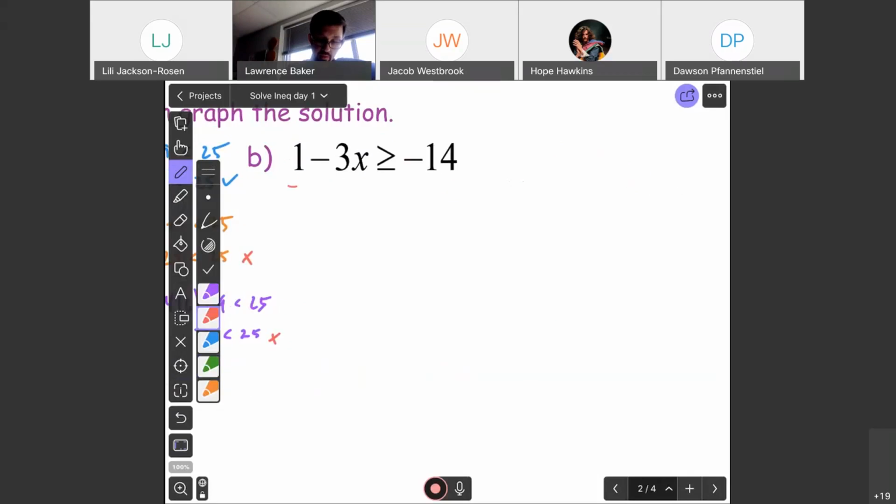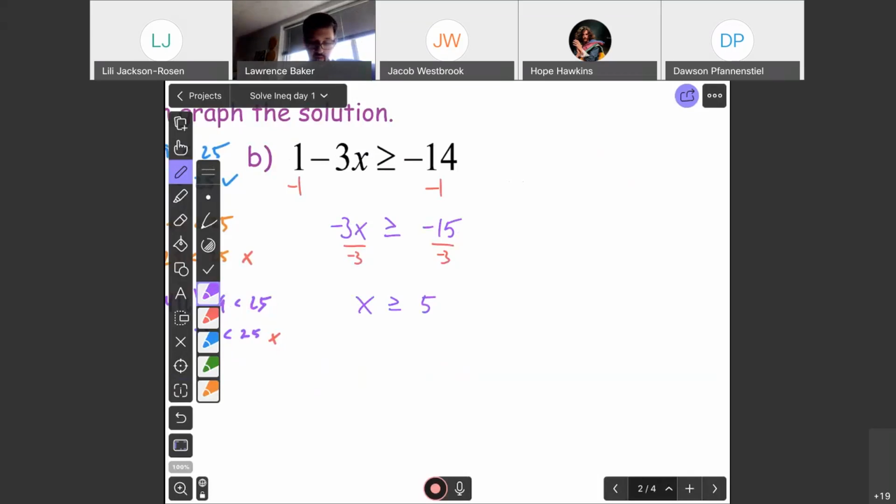So I'm going to subtract 1 from both sides. Make sure you bring down the negative with the 3. Negative 3x is greater than or equal to negative 15. Want to get x by itself, so we're going to divide by negative 3. So then x is greater than or equal to, negative 15 divided by negative 3 would be 5. Right? So x is greater than or equal to 5.